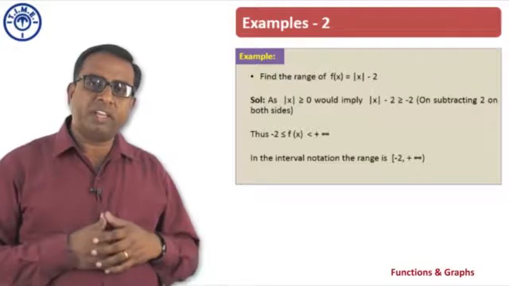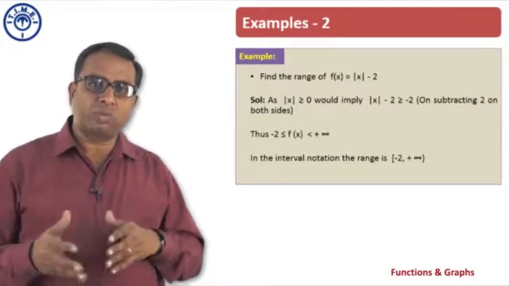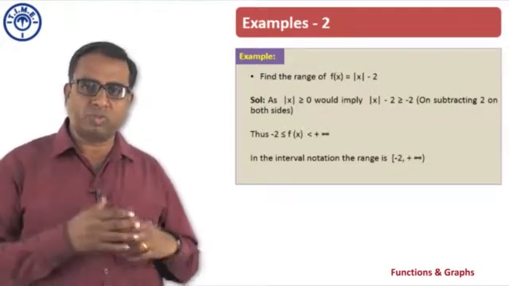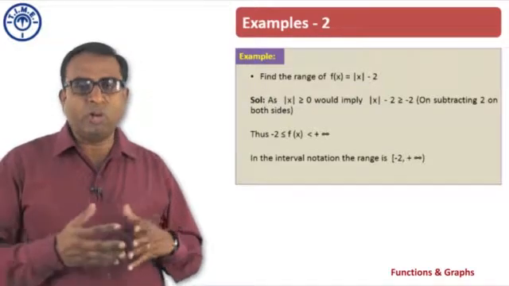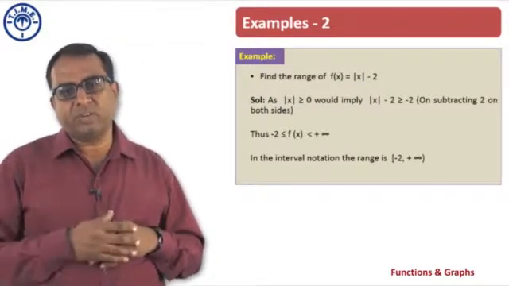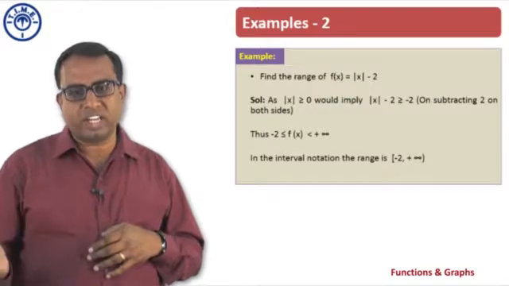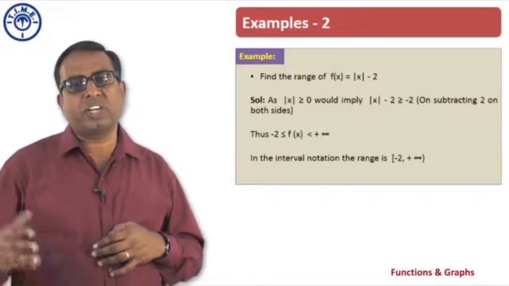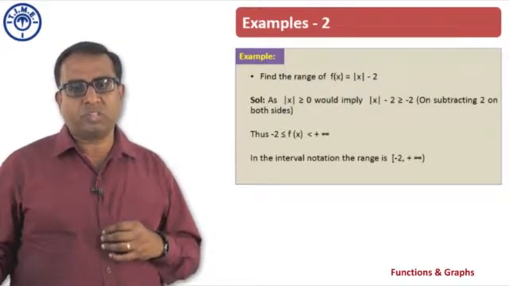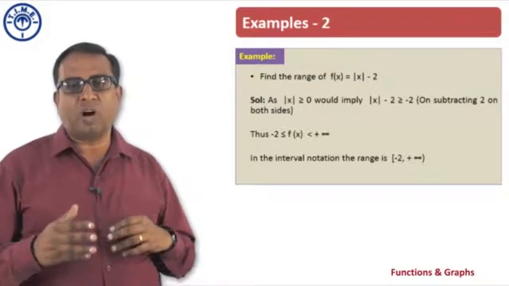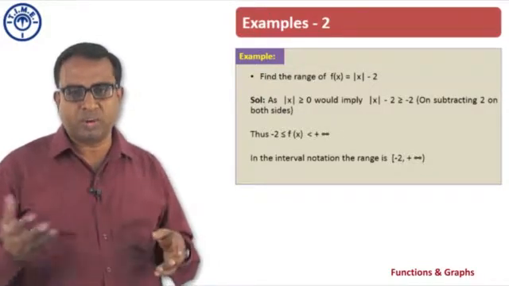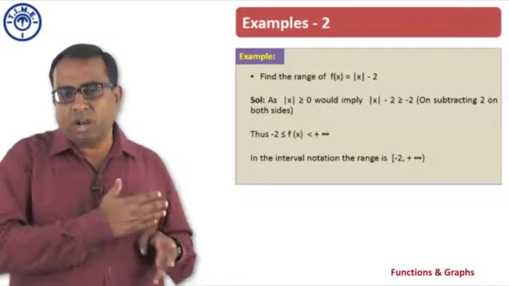Suppose you are asked to find the range of this function mod x minus 2. F of x is mod x minus 2. As we all know that modulus of x is always greater than or equal to 0, on subtracting 2 on either side, we get mod x minus 2 as greater than or equal to minus 2, which means this function is going to take all values from minus 2 onwards. So from minus 2 onwards, all real numbers.